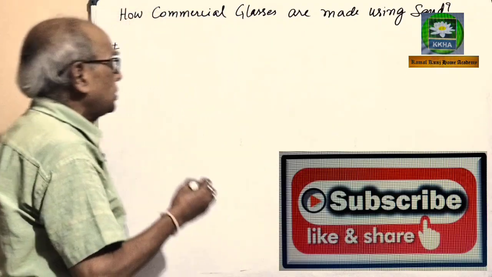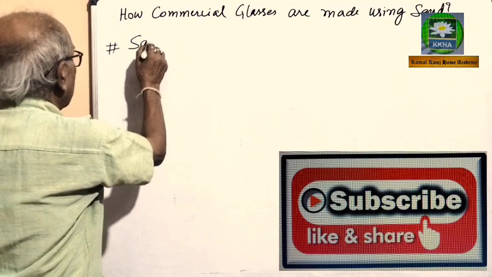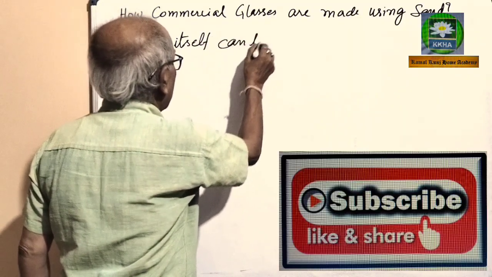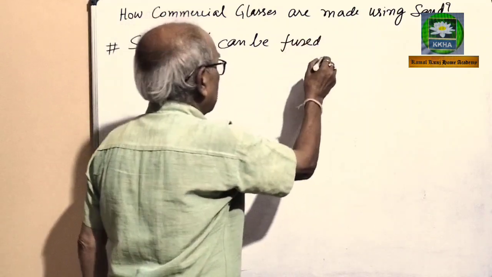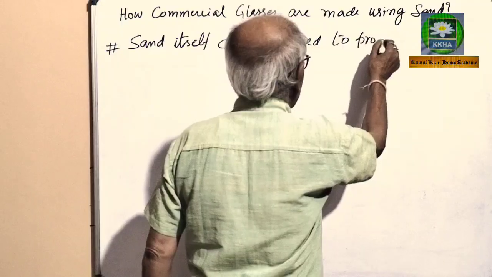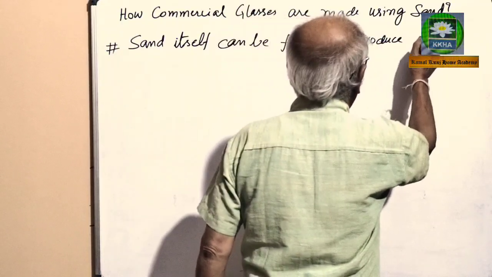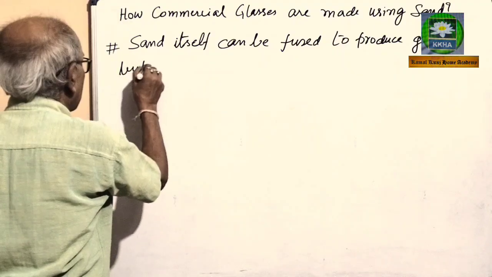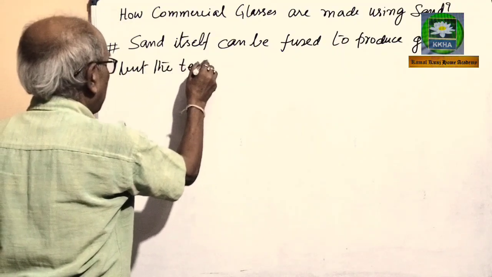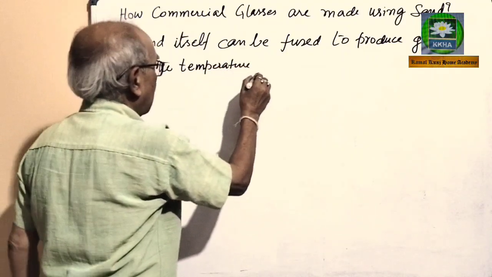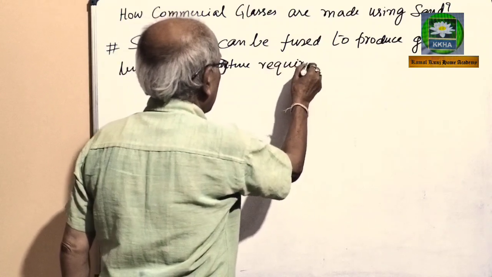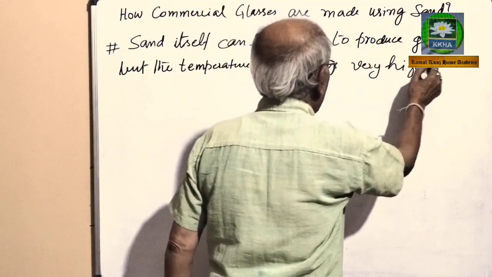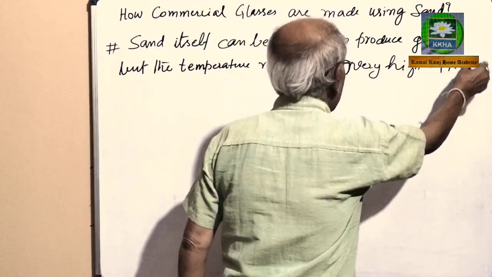Sand itself can be fused to produce glass, but the temperature required is very high, about 1700 degrees Celsius.